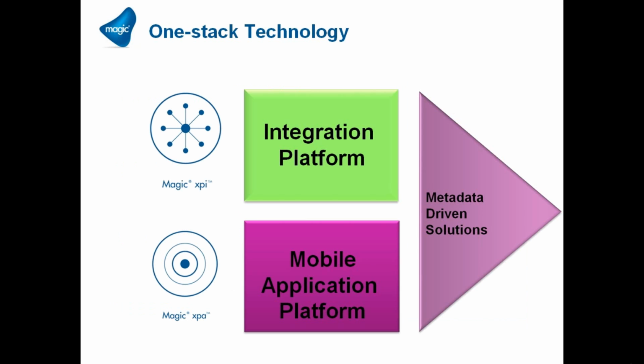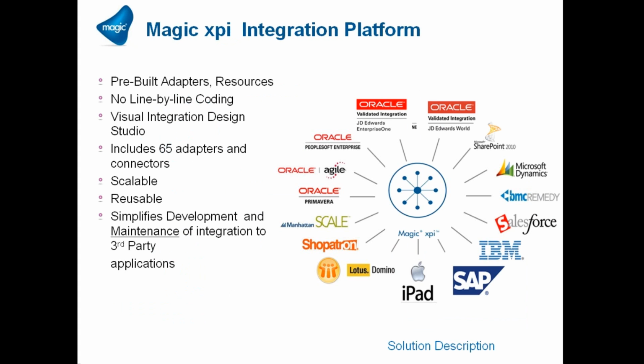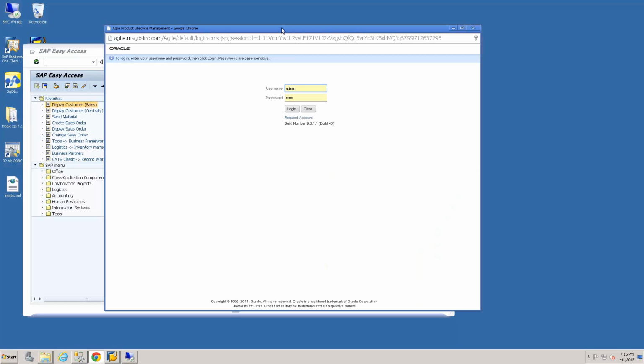Magic offers two platforms that are metadata driven, and today we're going to focus on the integration platform. The Magic XPI integration platform allows you to visually create data flows in a code-free way. It includes 65 pre-built adapters and connectors to enterprise systems and information standards. The simplified approach allows you to more easily and quickly build, deploy, and maintain integrations, reducing cost and creating a quicker return on investment.